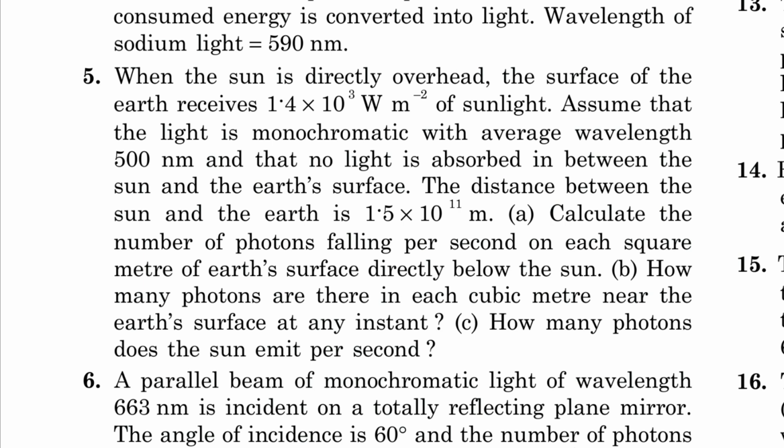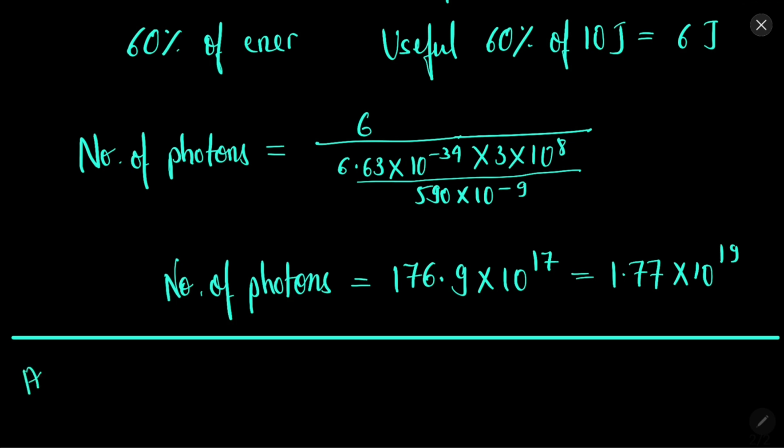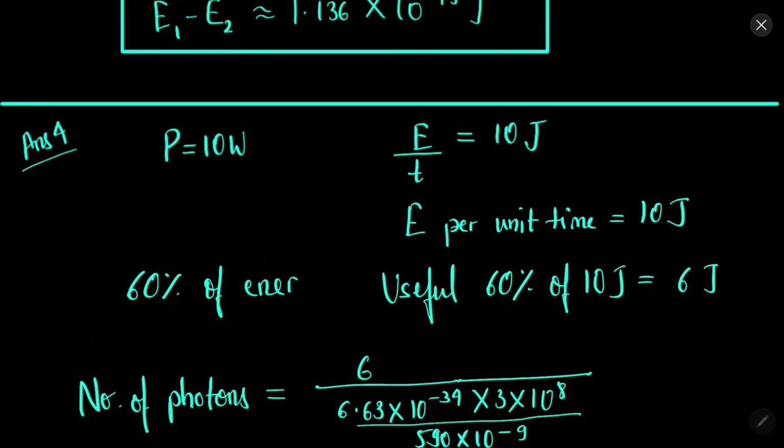We need to find the number of photons falling per second on each square meter of Earth's surface directly, how many photons there are in each cubic meter near Earth's surface at any point, and how many photons the sun emits per second. So this is the fifth one.